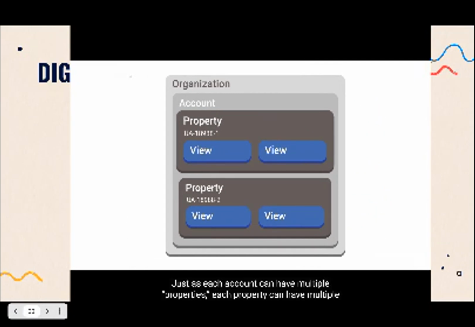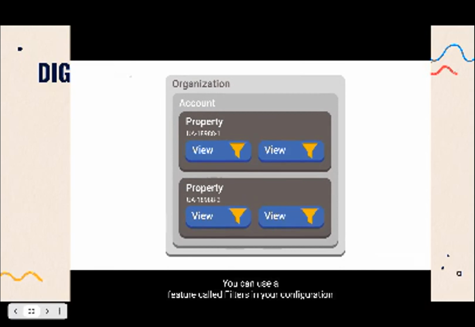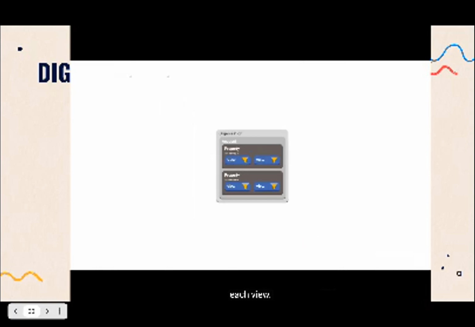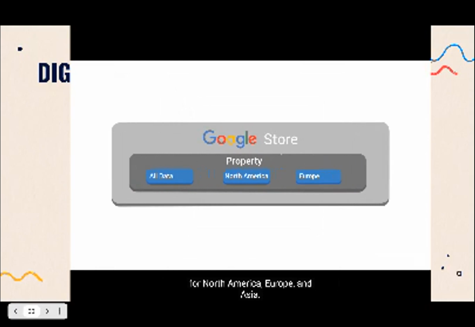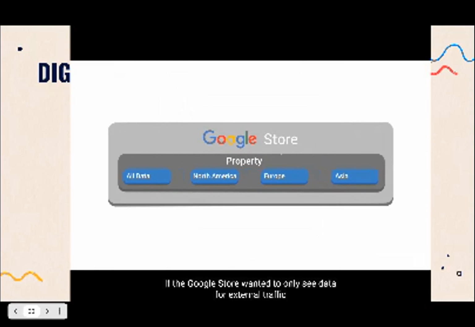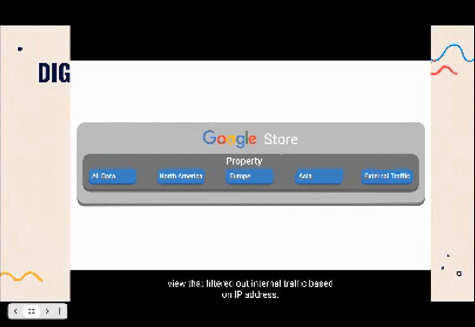Just as each account can have multiple properties, each property can have multiple views. You can use a feature called filters in your configuration settings to determine what data you want to include in the reports for each view. For example, the Google Store sells merchandise from their website across different geographical regions. They could create one view that includes all of their global website data. But if they wanted to see data for individual regions, they could create separate views for North America, Europe, and Asia. If the Google Store wanted to only see data for external traffic that didn't include their own store employees, they could set up a view that filtered out internal traffic based on IP address.